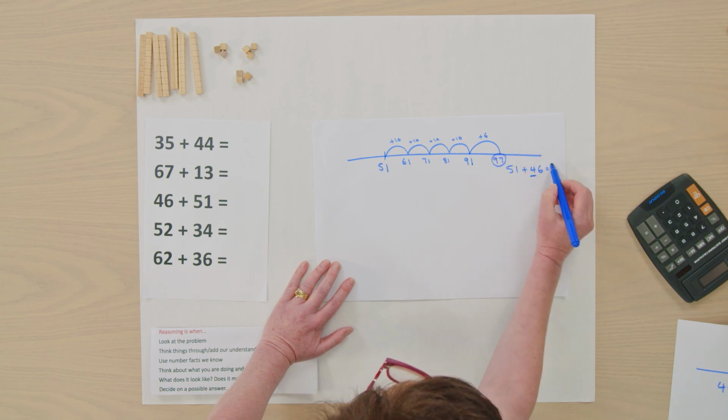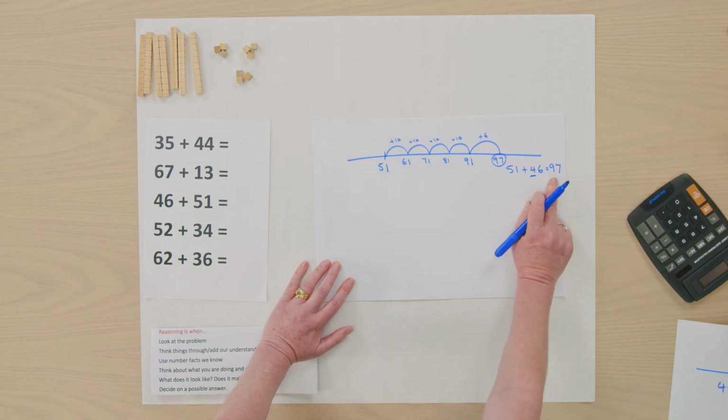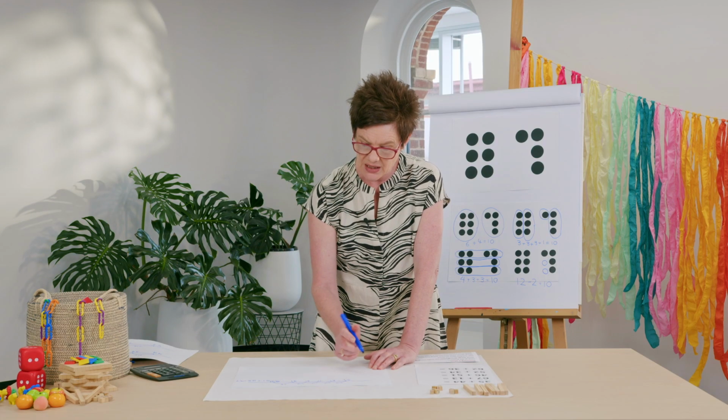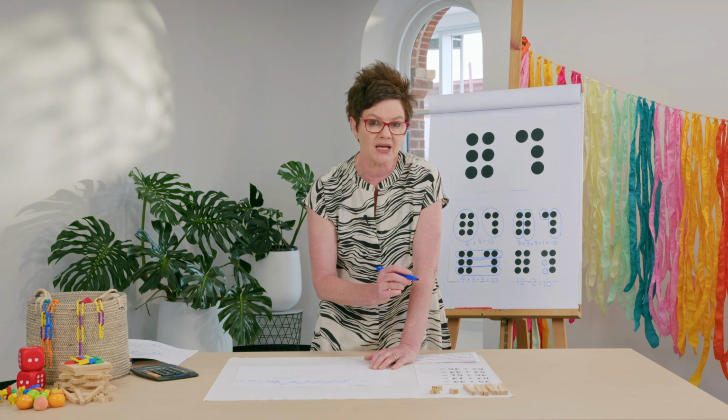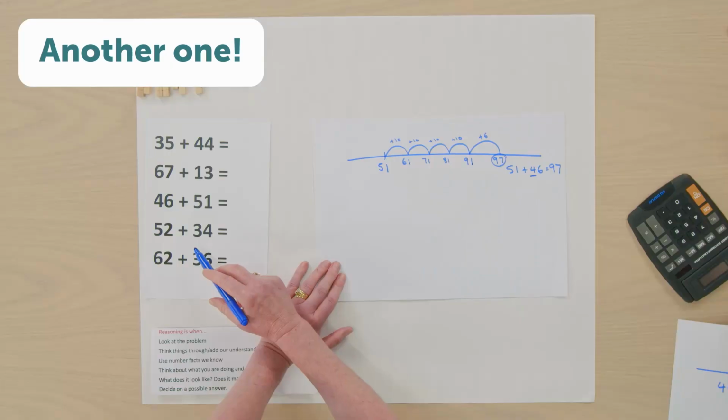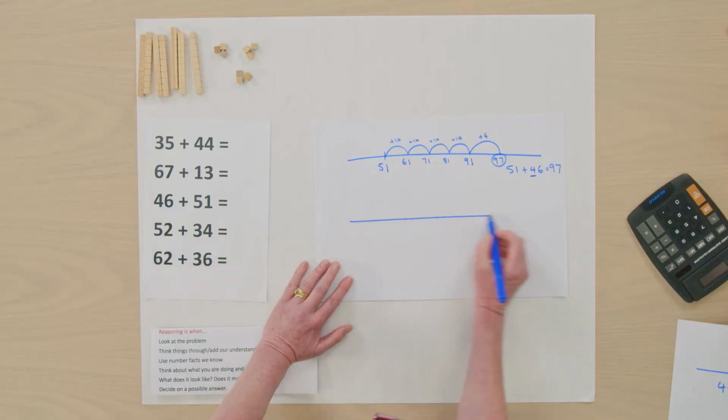And look, we were right. Our answer is very close to 100. Okay, I did tell you number lines were very handy. Let's try another one. 52 and 34.